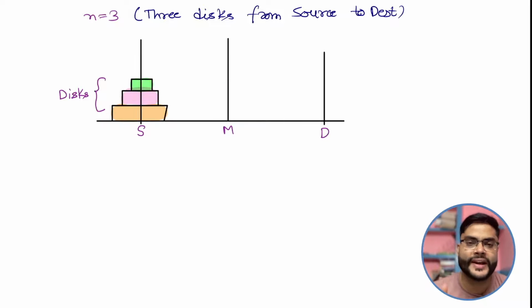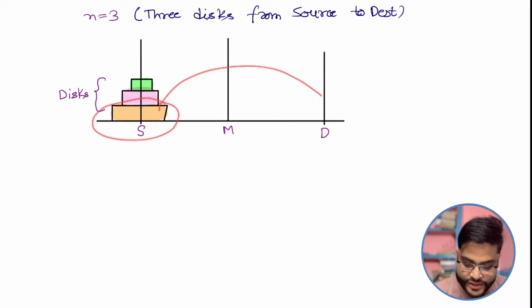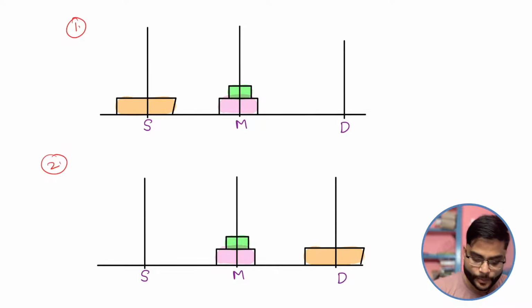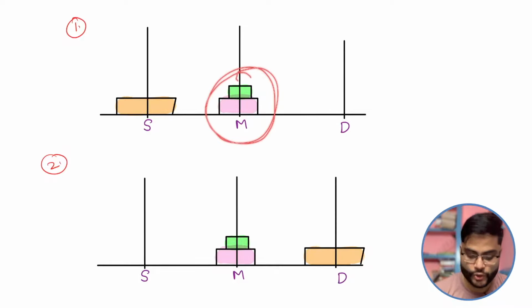Please keep in mind whatever I am saying. I want to move my heavier disk to my destination rod first. I cannot move it directly from here to here. Why? Remember our rules. Our rule says that I can only move my uppermost disk to another rod. So to move the heavier disk to my destination rod, I need to move the rest of the disks to the middle rod first. So my first step will be to move the rest of the disks to the middle.